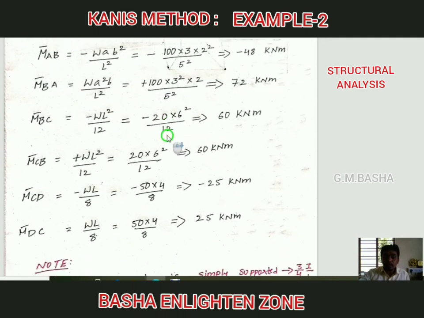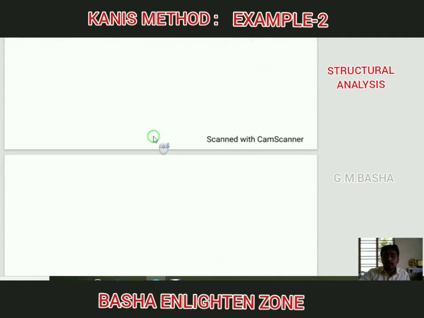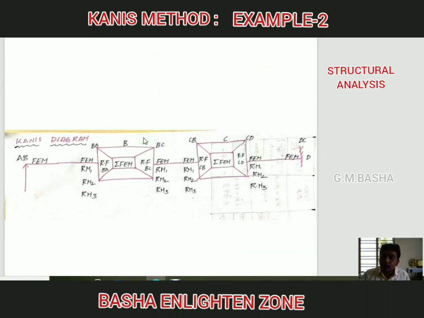Okay, then go to the Kani's model diagram. Already in the last example also I showed one Kani's model diagram. Here A is simply supported. Wherever joints we have, we have to draw like this, B and C, and similarly wherever fixed, I am writing the fixed symbol like this.